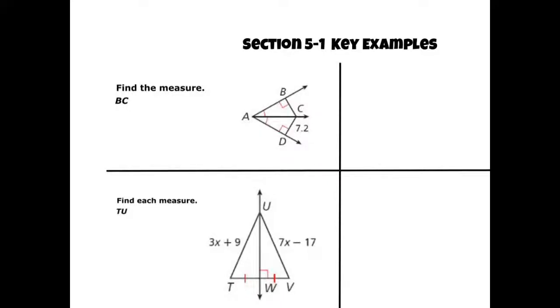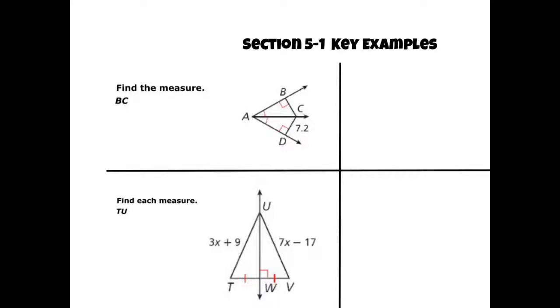All right, today we're going to go over the examples from Chapter 5, Section 1. And in this chapter, we are focused on perpendicular bisectors, angle bisectors, and the relationships that those things form. So in our first example, we are asked to find the measure of segment BC.